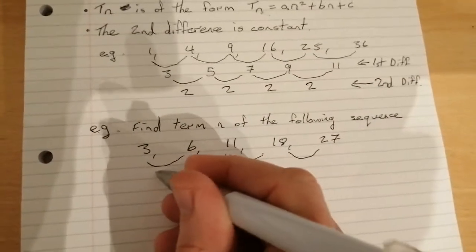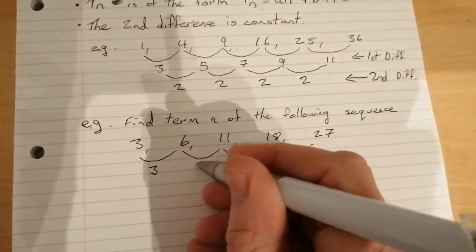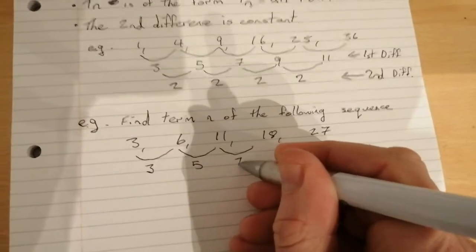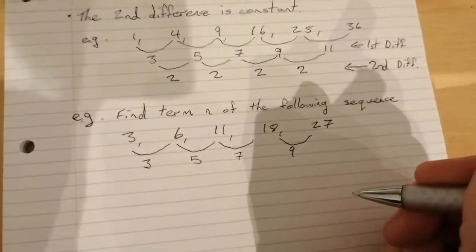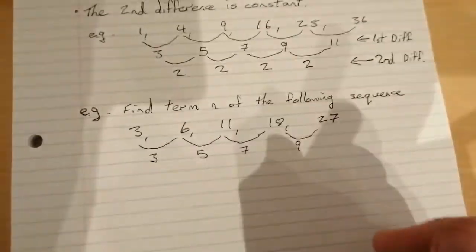3 to 6, that's going up by 3. 6 to 11, it's going up by 5. 11 to 18, it's going up by 7. 18 to 27, it's going up by 9. So definitely not linear. That's all we can say at this stage.